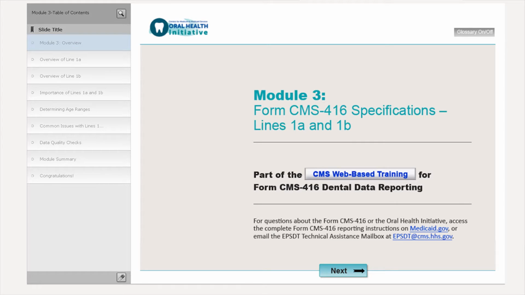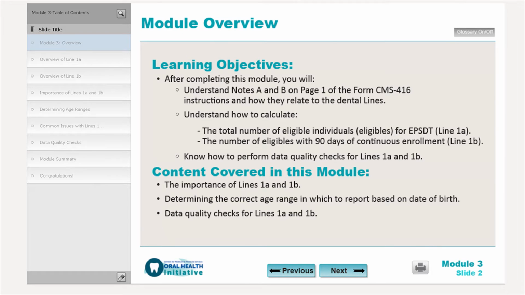For questions about the Form CMS-416 or the Oral Health Initiative, you can access the complete Form CMS-416 reporting instructions in the Instructions for Completing Form CMS-416 file posted on the EPSDT page on medicaid.gov, or email the EPSDT Technical Assistance mailbox at epsdt@cms.hhs.gov.